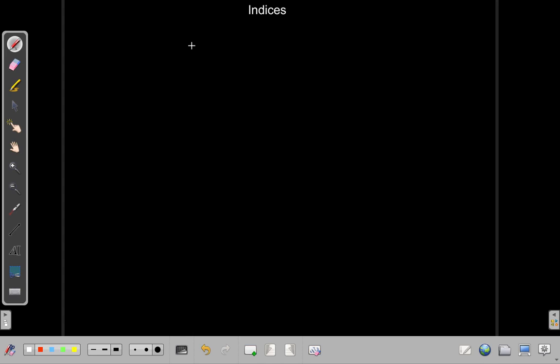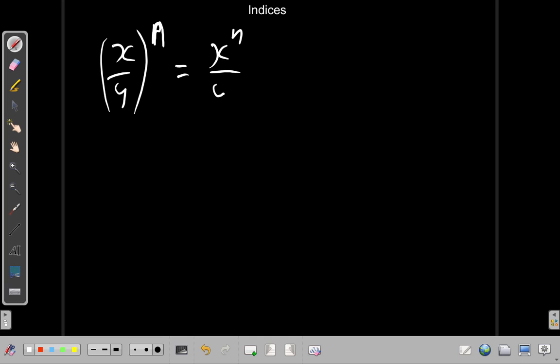Let's continue looking at indices. Now, in a previous video, we saw what happened when you have a number raised to a fraction. Now, if you have a fraction raised to a power, let's use a general fraction, x over y, raised to an index n, what you can do is have x to the n over y to the n. You can separate them and raise to the power individually and keep the division.